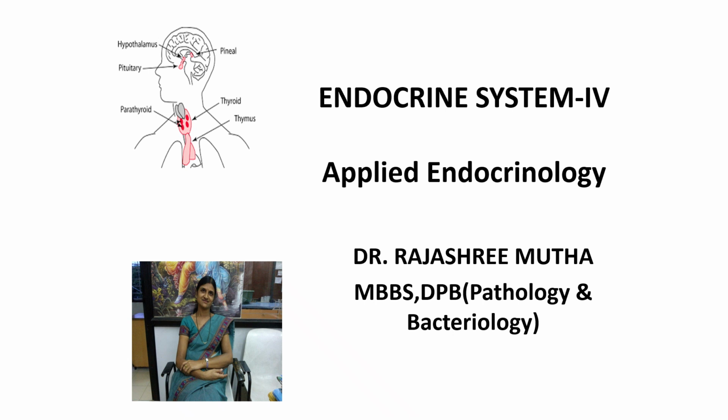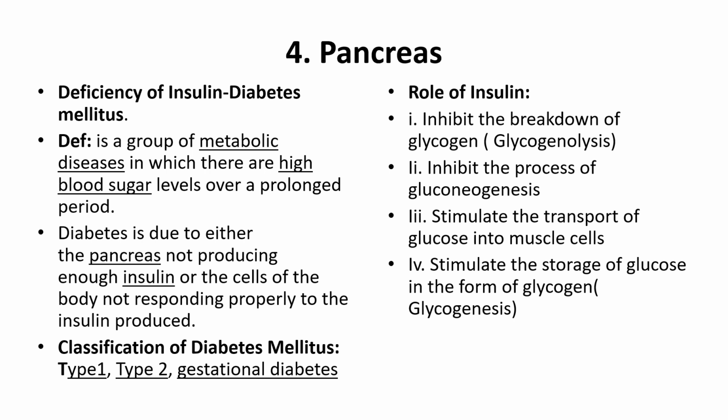Hello students, let's study endocrine system part 2, that is applied endocrinology. Pancreas: insulin is produced by the pancreas, and deficiency of insulin causes diabetes mellitus. Diabetes mellitus is a group of metabolic diseases in which there are high blood sugar levels over a prolonged period. Diabetes is due to either the pancreas not producing enough insulin or the cells of the body not responding properly to the insulin produced.